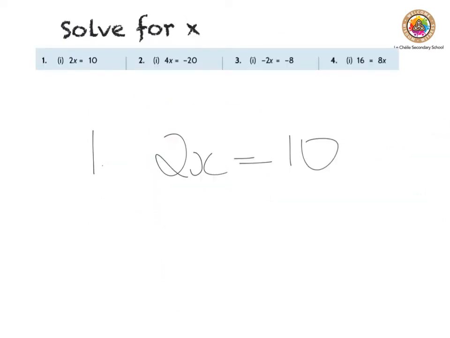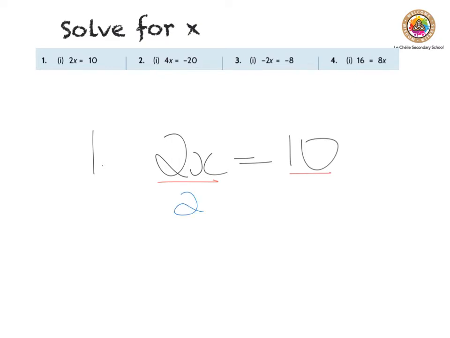Okay, so here in question 1, we're told that 2x is equal to 10, and again we have to solve for x. The first thing that we begin by doing is, we note it's 2 by x, so multiplication. The opposite of multiplication is division. So here I'm going to divide 2x by the number beside the x. Dividing 2x by 2 will give me x.